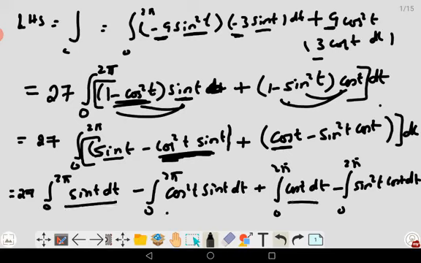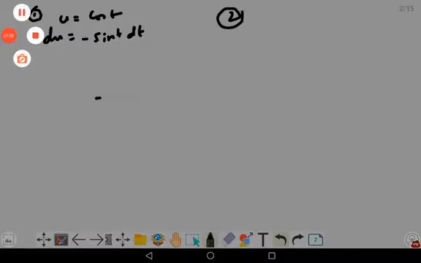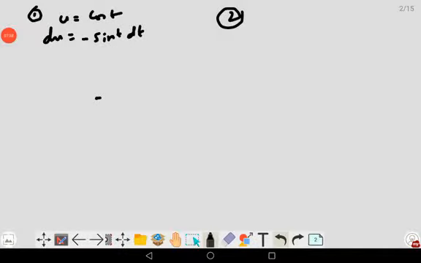For the first and second term, let u is equal to cosine t. For the last term, let u is equal to sin t. So what happens further? In case 1, when u is cosine t, du will be minus sin t dt. In case 2, if u is sin t, then du will be cosine t dt.